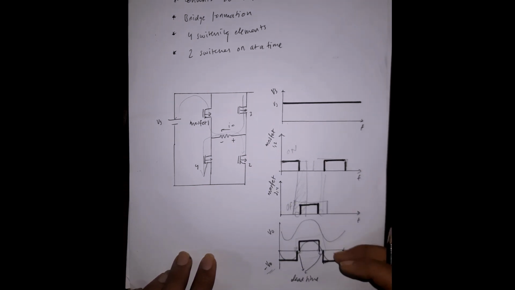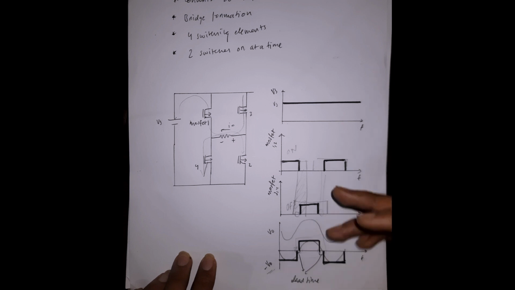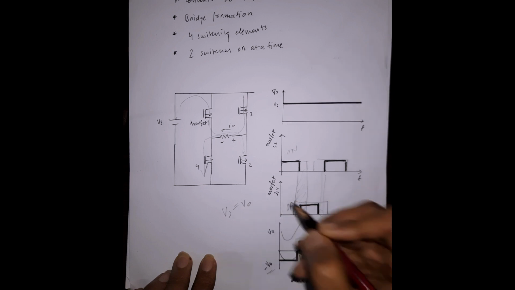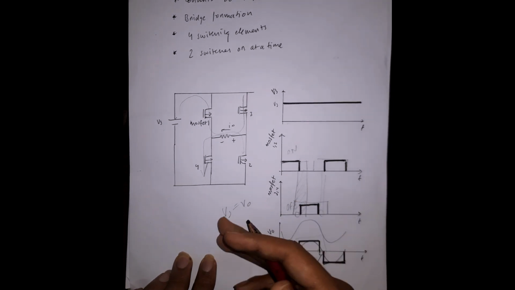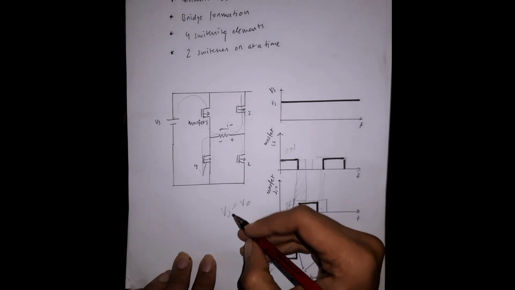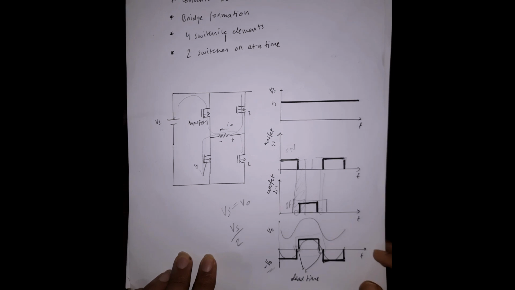There is a small advantage and disadvantage. The advantage is that what you give in the input, you are getting it in the output. So Vs is equal to V0. We are talking about ideally, theoretically. Practically it might be less, but not as in Vs by 2 like in half bridge inverter.